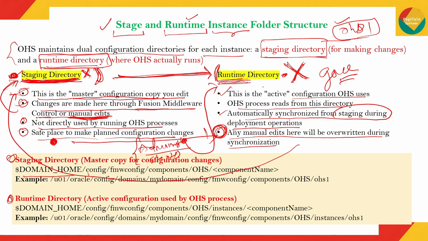Inside the domain, config folder, FMW config folder, components, the name of the component OHS, and whatever name of the OHS instance you gave during domain creation. For example, if you selected OHS 1, this will be OHS 1. So this is your staging directory.